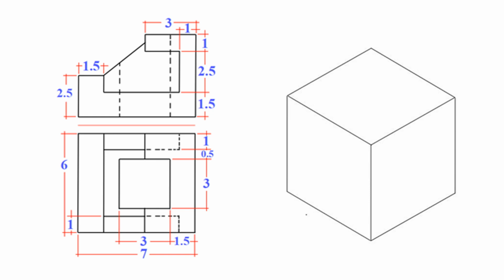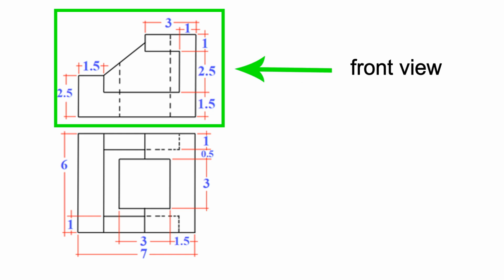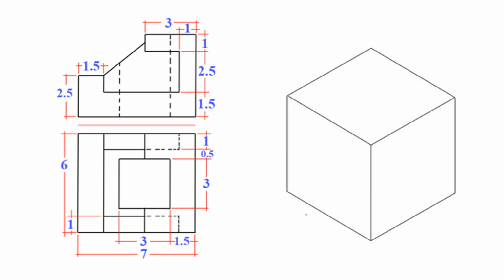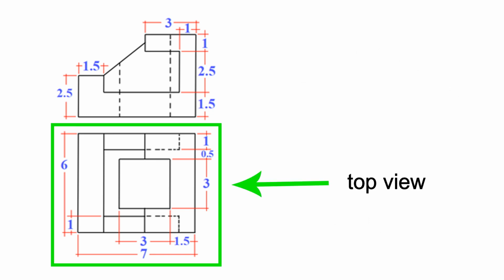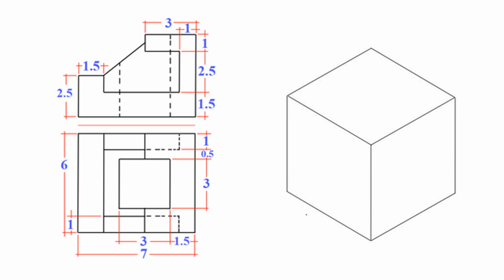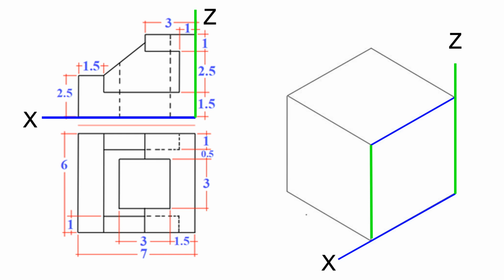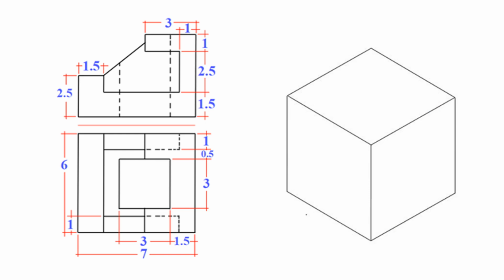We have two views, a front view and a top view. Because this is first angle projection, the top view is placed below the front view. So don't get confused, that's exactly how first angle works. The front view gives us height and width, x and z axis. And the top view gives us width and depth, x and y axis.